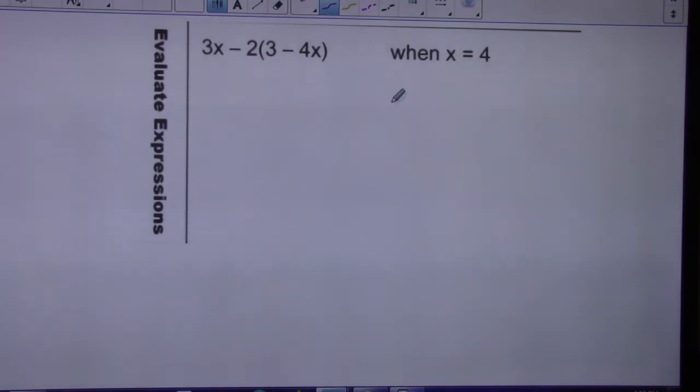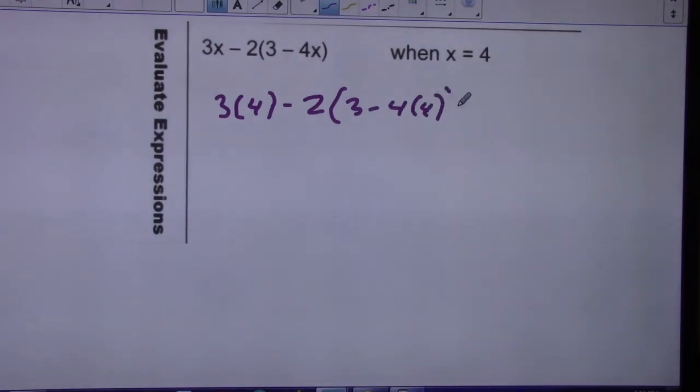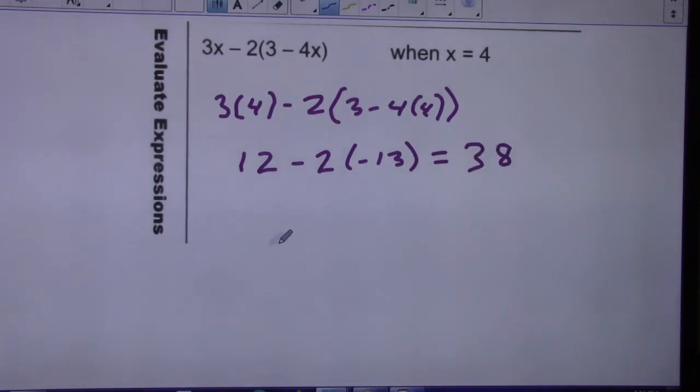All right. This one right here, evaluate when x equals 4. So you should get 38, right? If you just plug in. Anybody not get 38? Levi. So if you go minus 2, put 3 minus 4 times 4. So what you're going to get here is 12 minus 2 times negative 13. And if you go ahead and simplify that all out, you're going to get 38, all right? Okay, double negative.